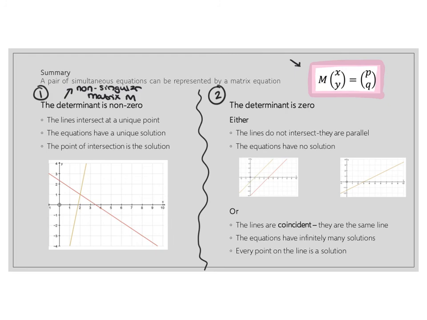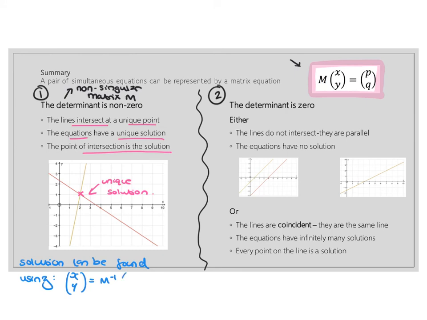That means that your lines intersect at a unique point, the equations have a unique solution, and the point of intersection is the solution. So you can see the example from earlier. There's your unique solution at the point of intersection. Now that's a very simple case scenario, and of course the solution can be found by using (x, y) equals M inverse multiplied by (p, q). So that's a very simple case scenario. When the matrix is non-singular, everything is very, very easy.